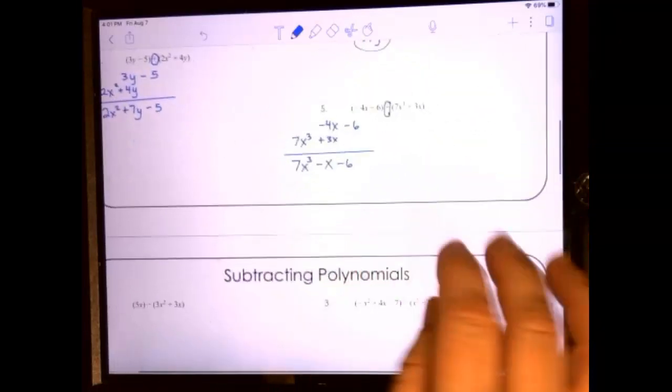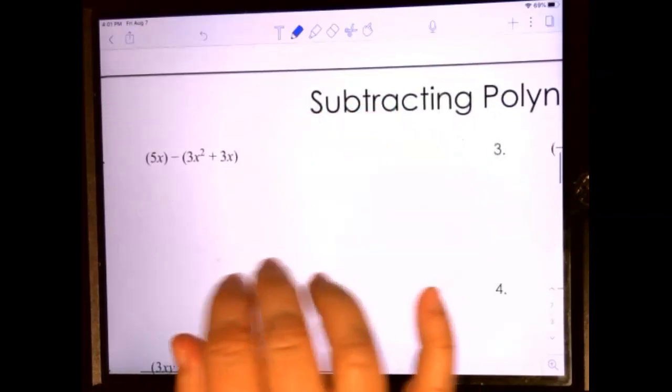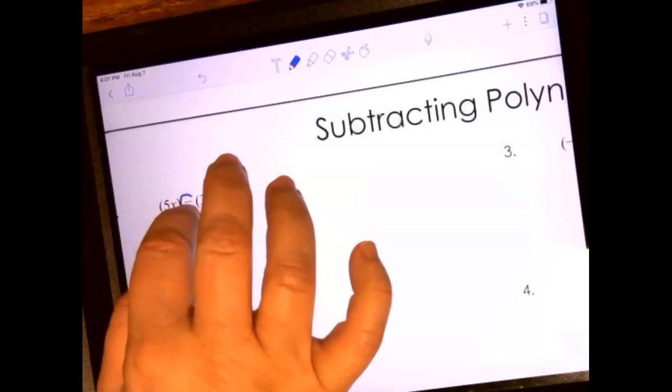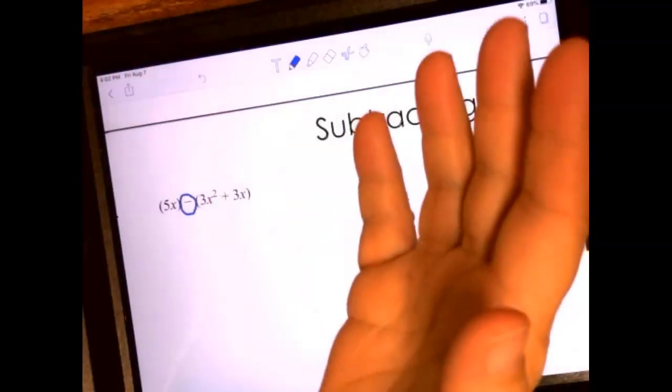Okay, now we've learned to add, let's learn to subtract. What's different? In the middle, between the parentheses, we have a minus. So that changes everything. Everything. Everything.